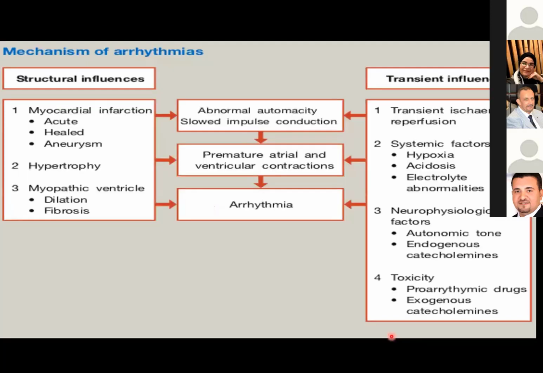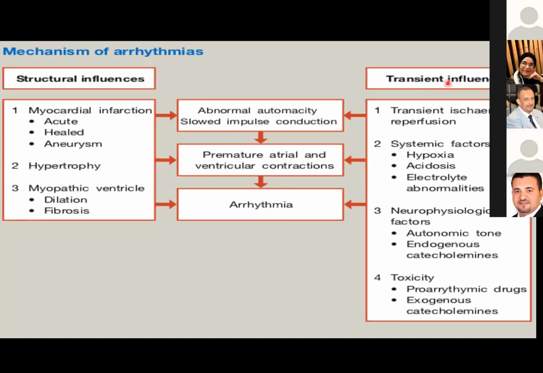The mechanisms of arrhythmias commonly in ICU: either we have structural factors or transient factors. Those are the two major mechanisms in the background of inducing the arrhythmia in the ICU. So, for example, I have structural risk factors like MI or myopathy. This is a risk factor or inciting factor for abnormal automaticity, then premature atrial or ventricular contraction. Then the patient will develop the arrhythmia, either atrial or ventricular.